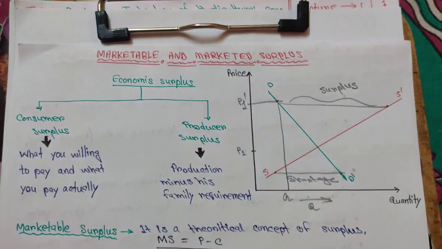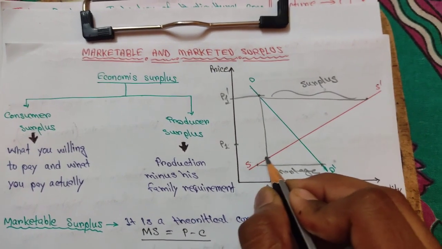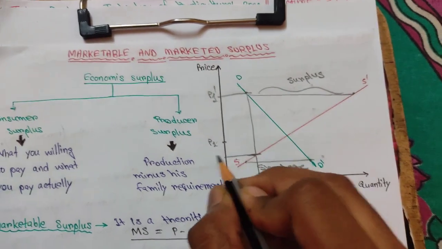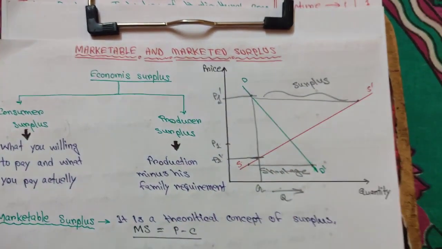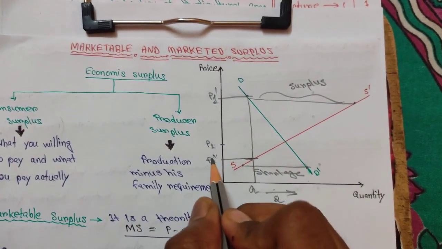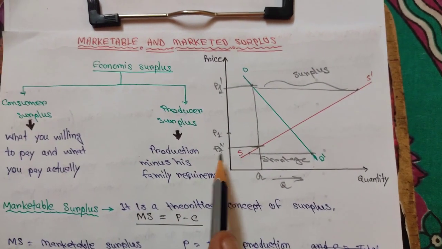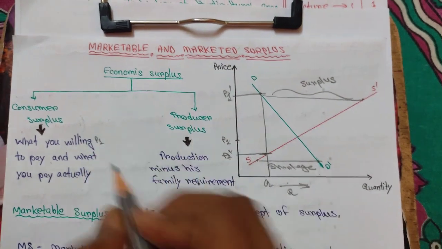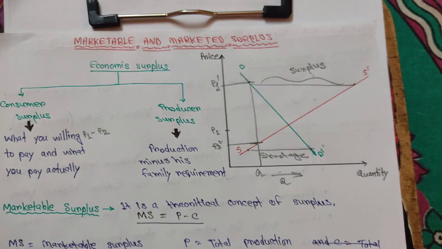So for the quantity Q1, you are ready to pay the price P1. You are ready to pay this price, but here we can get the same quantity at just P2. P1 is what we are ready to pay, but we have to pay only the lesser amount, P2. So the consumer surplus is what you are willing to pay, P1, minus what you actually pay, P2.